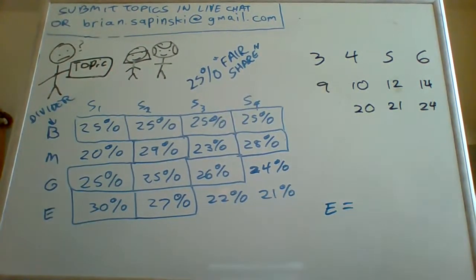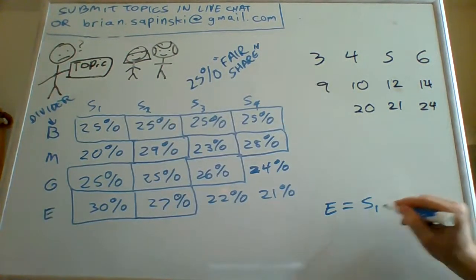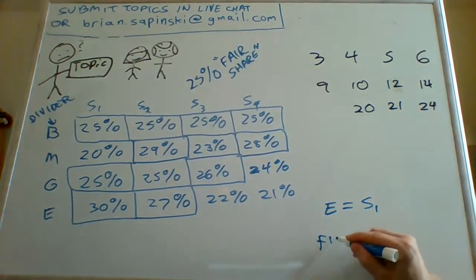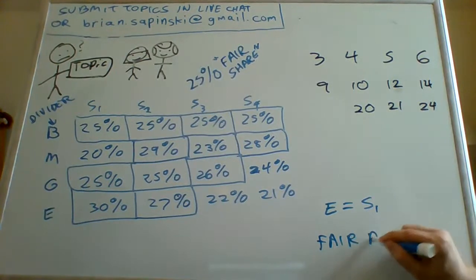So let's say, for instance, that Elise was drawn first randomly. If Elise was drawn first, which share is she likely going to take for herself? The 30, which is share number 1. This is what we call fair division, this whole process that we're looking at here.